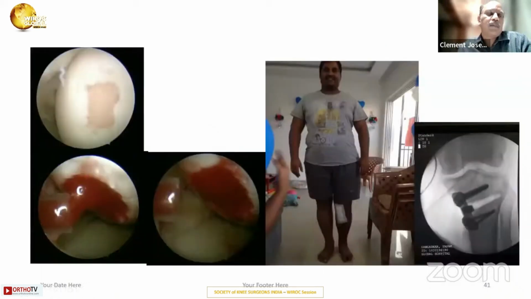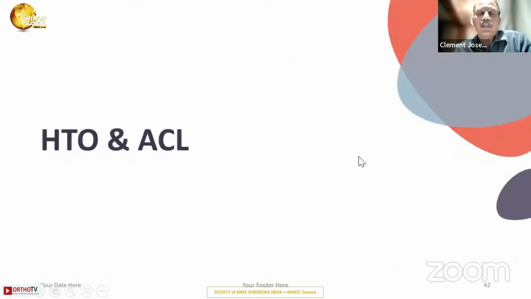So this is an example of a cartilage defect repaired by BMAC cartilage repair. The patient being obese, we thought we'll add a high tibial osteotomy, with good result here. And coming to the other role of HTO, it is along with ACL tears, where patients present with medial joint OA, pain and instability.